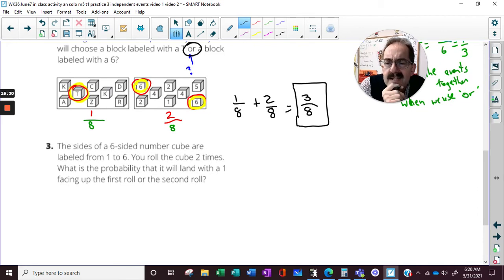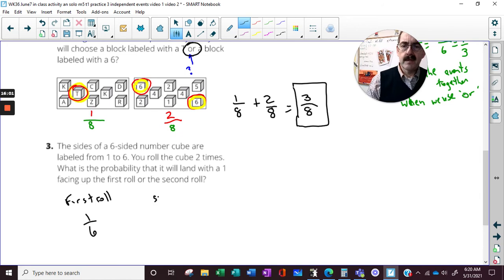Okay. The sides of a 6-numbered cube are labeled 1 through 6. You roll the cube 2 times. What is the probability that it will land on a 1 facing up on the first roll or the second roll? Well, first roll, 1 out of 6. Second roll, 1 out of 6.